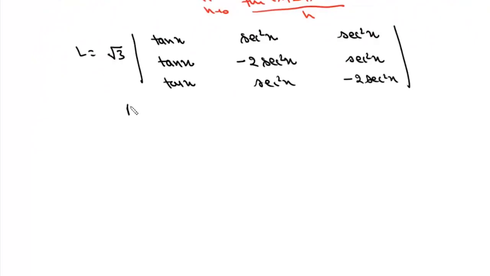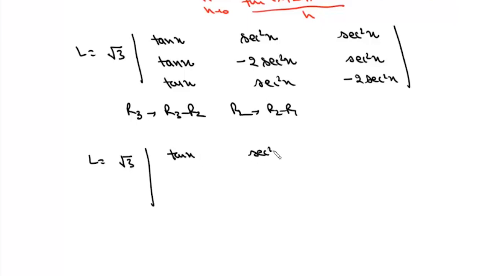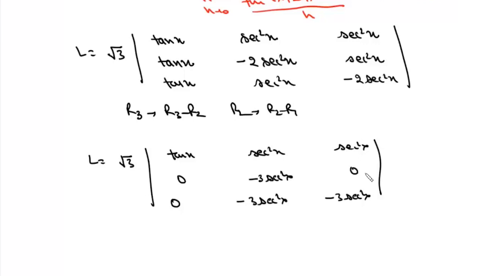Now we'll take R3 as R3 minus R2 and R2 as R2 minus R1. So this limit will be root 3, and then this is tan x times secant square x, and this is tan x minus x, 0. This is minus 3 secant square x, and this is minus 3 secant square x, and here will be this 0, minus 3 secant square x, and it will be this 0.